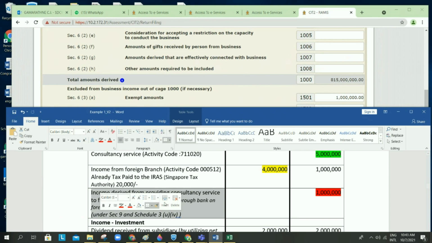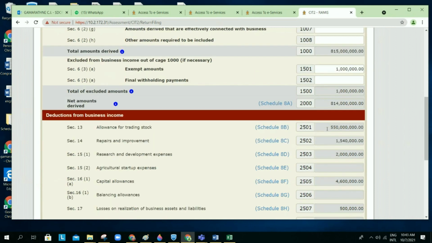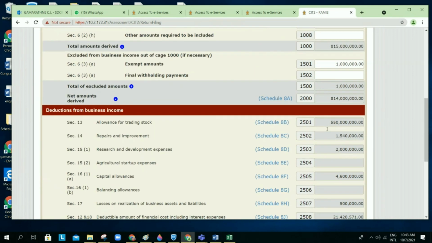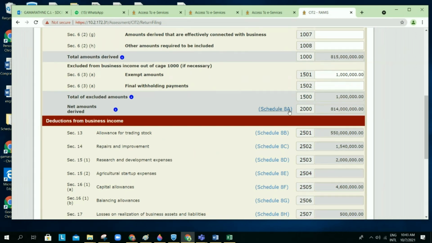Okay, based on these identifications, you can complete the exempt amount as 1 million, right? Then there's no final withholding value here, right? Then we identify total excluded value as 1 million. After deducting this amount, right? Finally, we identify the net amount derived as 814 million, right? Then 814 million value arrived after deducting the 1 million exempt amount, right?